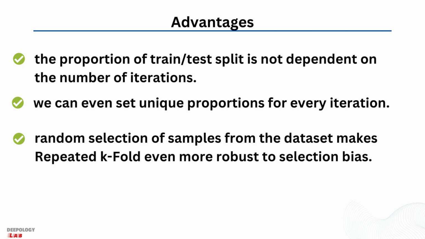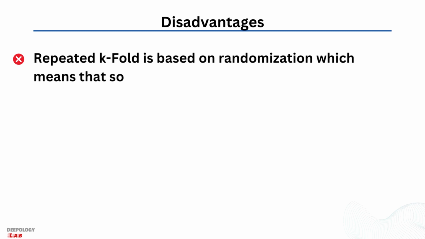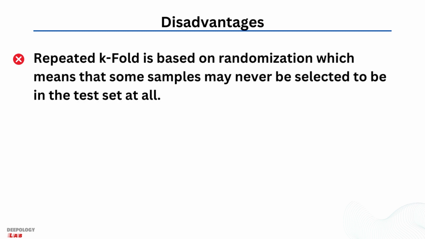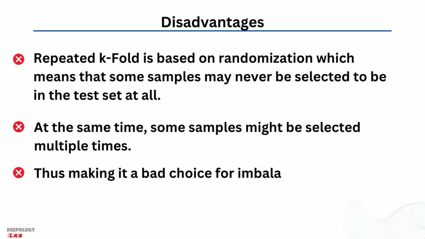Still, there are some disadvantages. K-fold guarantees that the model will be tested on all samples, whereas repeated K-fold is based on randomization, which means that some samples may never be selected to be in the test set at all. At the same time, some samples might be selected multiple times, thus making it a bad choice for imbalanced datasets.